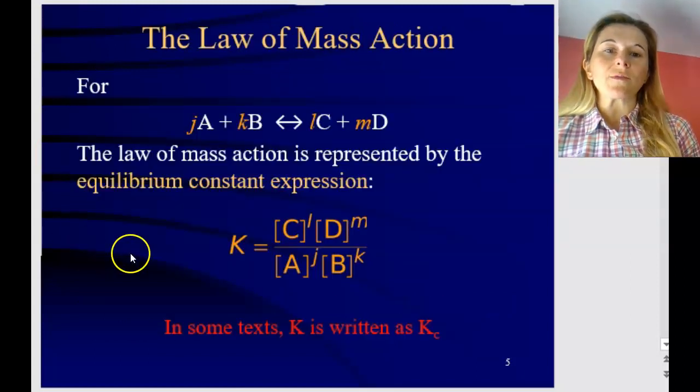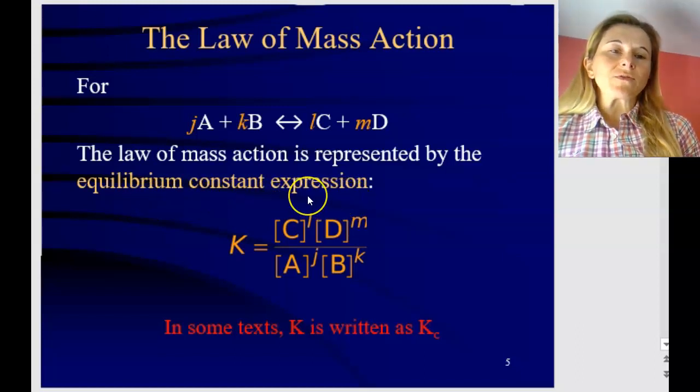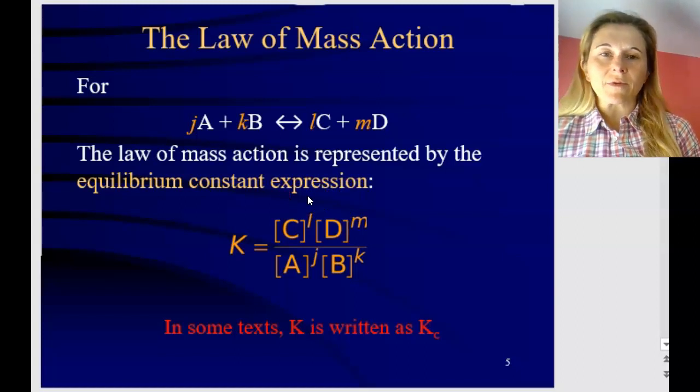Okay, so our equilibrium constant is a formula here. We call it the law of mass action. So here we have a chemical equation, and we've replaced the coefficients with letters so that we can see how they fit into this formula. So the law of mass action is represented by the equilibrium constant expression. Remember that when we use the word expression, we are not using numbers. We're not doing calculations. When we write an expression, that means we're showing their relationships with one another.